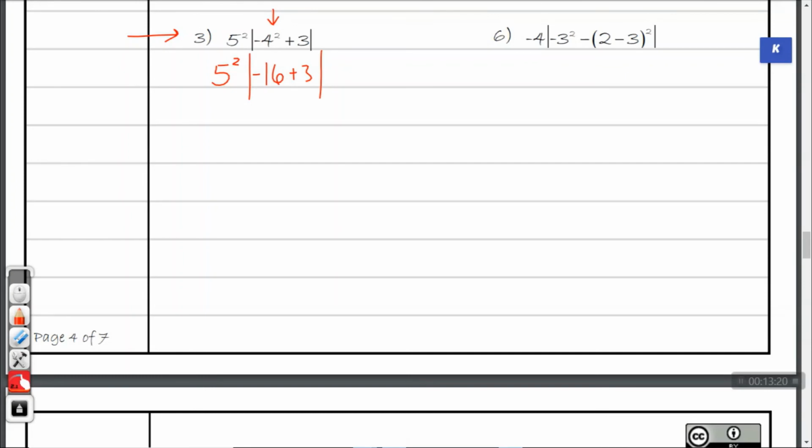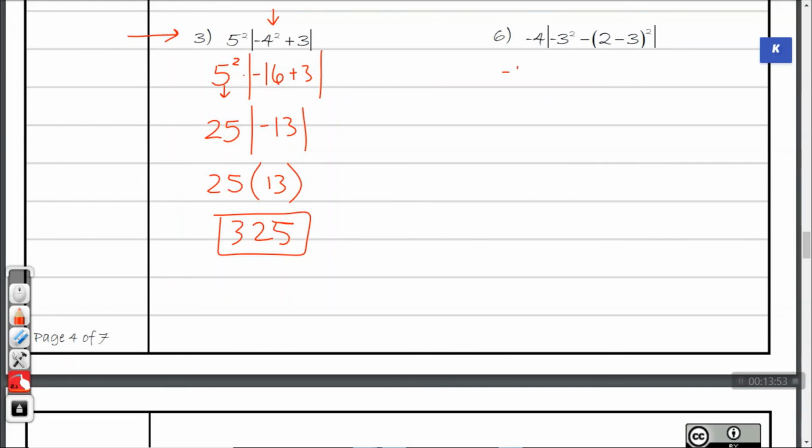All right, and then I am going to take care of this 5 squared out here because I am going to do my exponents before I multiply anyway, so I'm just going to write that as 25. At the same time that I take care of what's inside my absolute value bars, negative 16 plus 3 is going to give me a negative 13. All right? And then we can take the absolute value of that negative 13, so I would have 25 times 13. All right? And 25 times 13, if you did that together correctly, you would have gotten 325 as my final result. All right? Try 6.